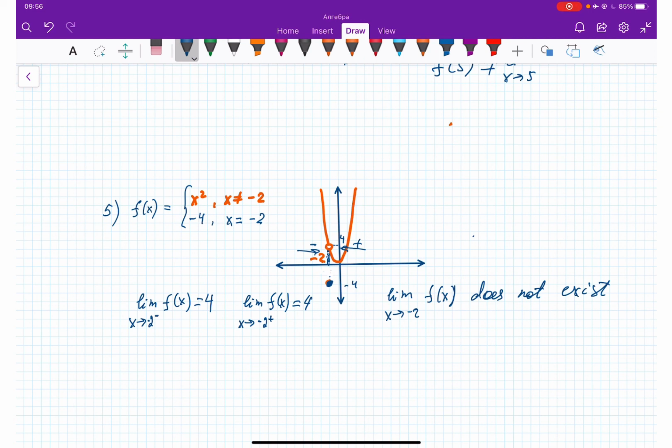And about continuity, at a glance it looks continuous, but with this negative 4, we have f of negative 2 equal to negative 4. Because f of negative 2 does not equal the limit of f of x as x approaches negative 2, therefore it's not continuous.